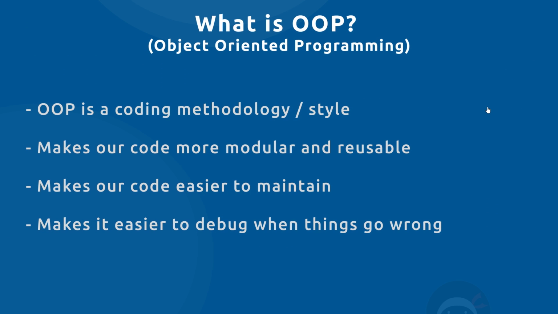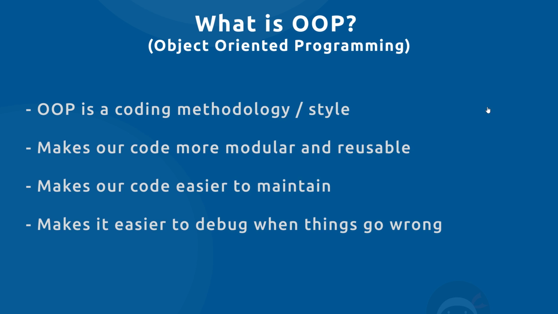All right then, gang. So first of all, what is object-oriented programming, or OOP for short? Well, basically, it's just a coding methodology. It's a style of coding which relies a lot on the use of objects. And that's really good because it means that we can tap into all of the different benefits that objects give us as developers. So it's going to make our code much more modular and reusable. It makes our code easier to maintain or extend in the future. And it's also going to mean that it's much easier to debug when things go wrong.